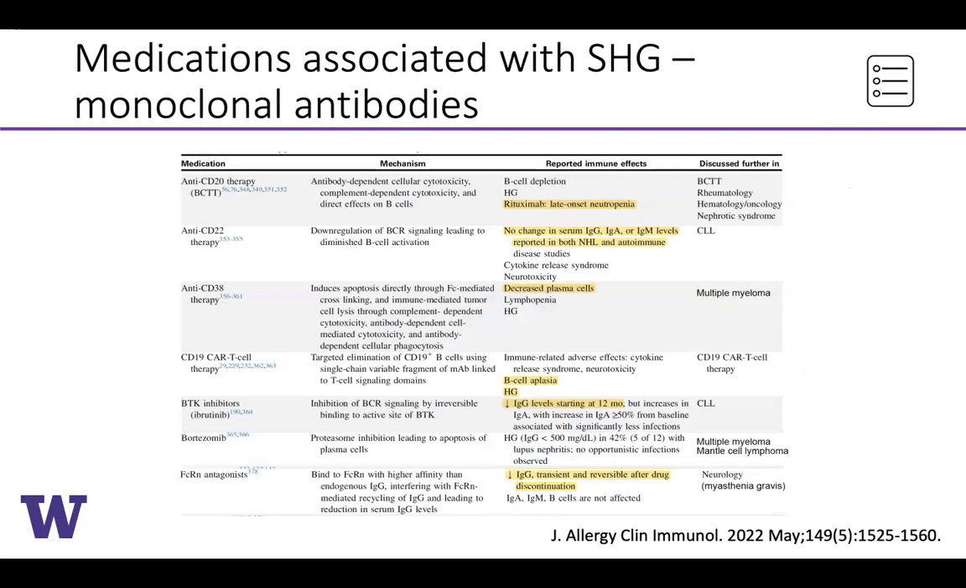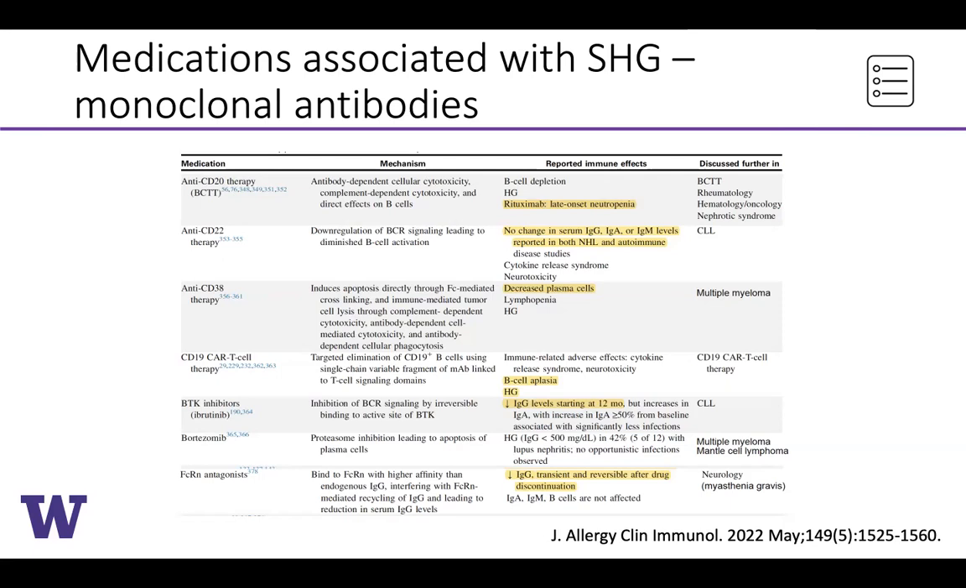So just FYI, a large part of my talk will be really diving deep into the 2022 paper, which is the QuadAI updated recommendations on management of secondary hypogammaglobulinemia. And so that includes a very nice list of tables with references for different types of medications causing secondary hypogammaglobulinemia. So good reference. I think we see some of them more often than others, obviously.